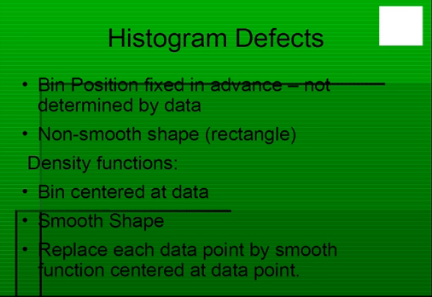Also, we replace the rectangle by a smooth curve. So basically the idea of a density estimate is that each point is replaced by a smooth curve which is centered on that point. This idea will become clearer as we illustrate it by several examples.